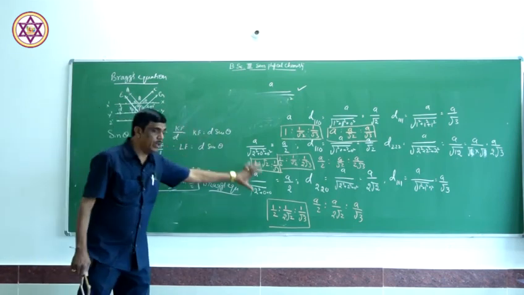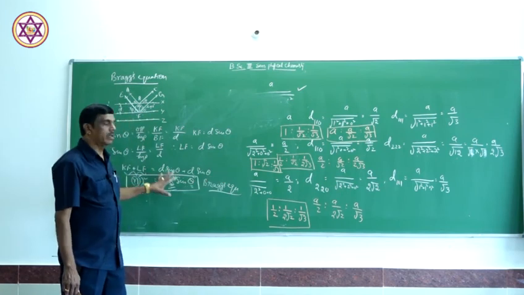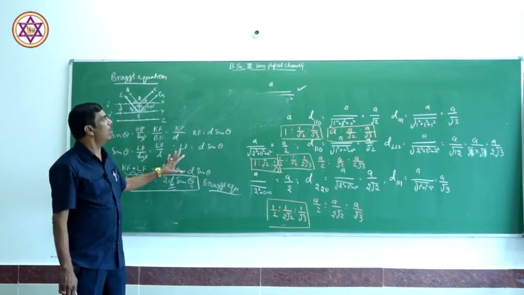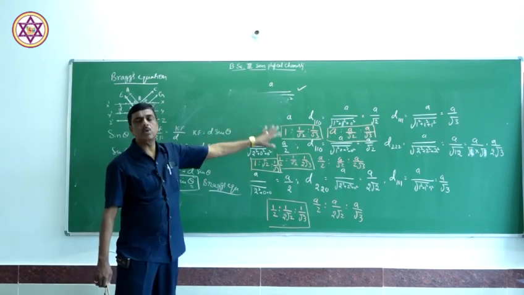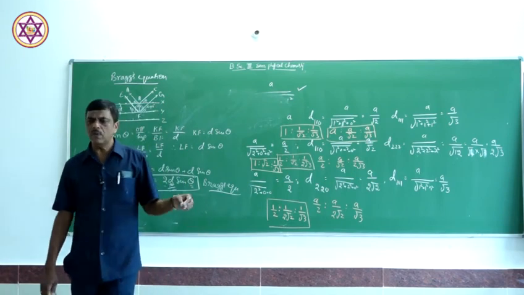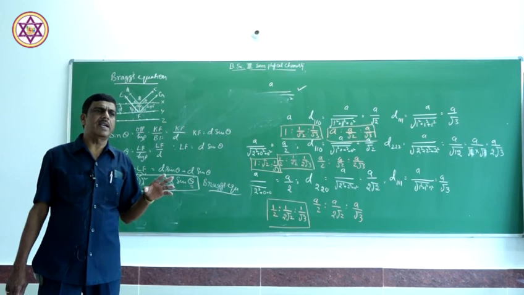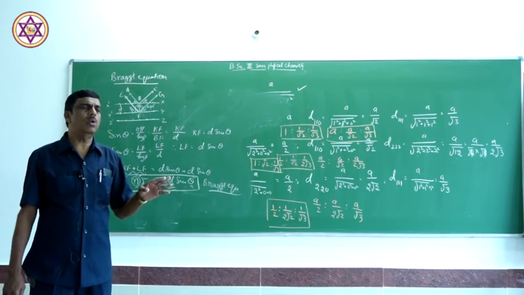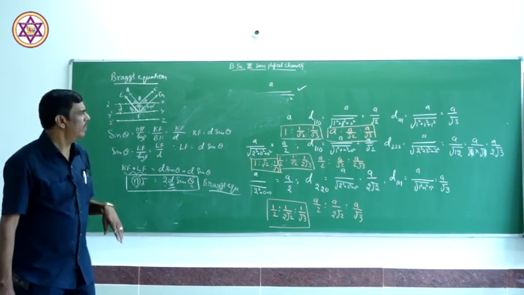Therefore, the nature of the cubic lattice can be easily found out by taking the interplanar distance ratio, and the equation is a by d_hkl equals a by root of h square plus k square plus l square, only for cubic lattice. Similarly, for other lattices, for trigonal, tetragonal, and all other lattices, the ratios are different, and those equations can be derived for different types of crystals.